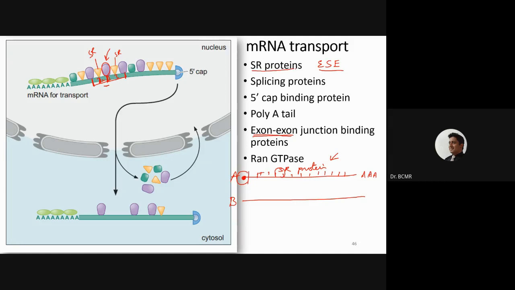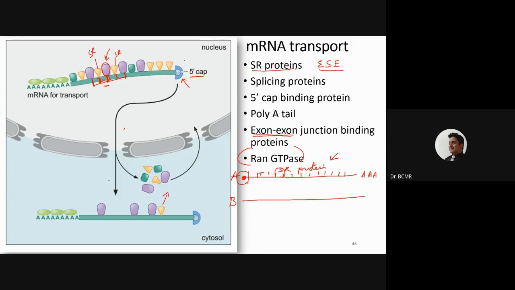it is completely devoid of introns. And there is one more important protein called RAN-GTPase. RAN-GTPase is the one that binds to the 5' cap. So if there is no 5' cap, RAN-GTPase does not bind there. RAN-GTPase is particularly important for transport of mRNA into the cytoplasm. There are many other factors in how mRNA is transported out of the nucleus, but we will consider only this much for the sake of our understanding here.